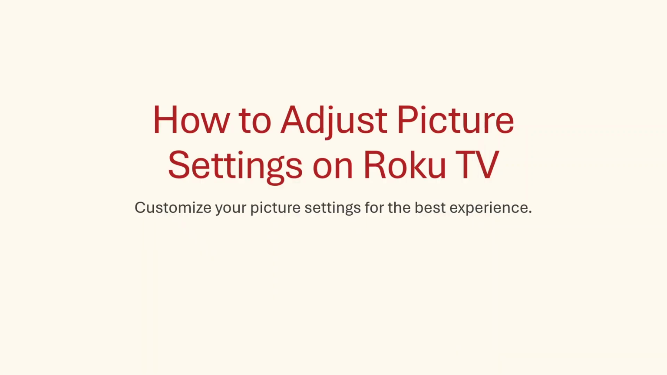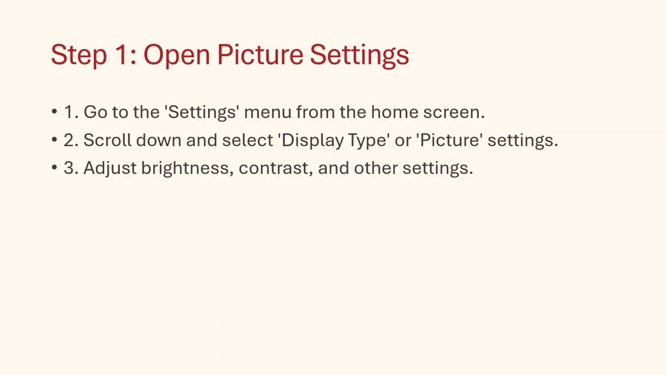In this video, I'll show you how to adjust picture settings on Roku TV. Step 1. Open the picture settings. Go to the settings menu from the home screen. Scroll down and select display type or picture settings. Adjust your brightness, contrast and a lot of other settings.